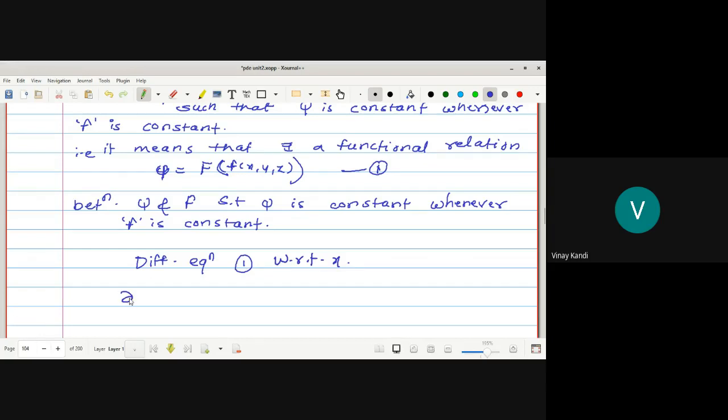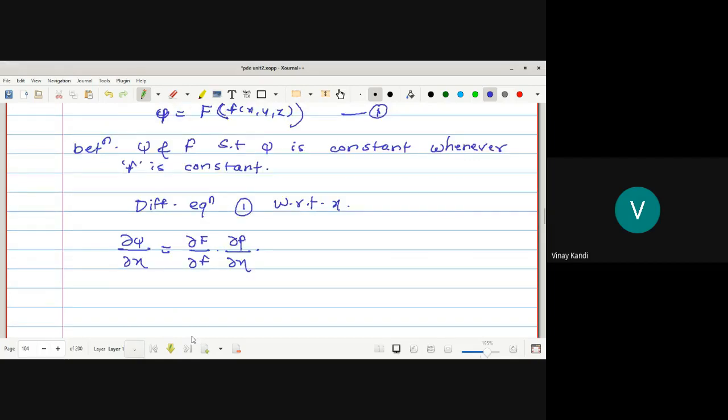What we get? Dou psi by dou x is equal to, now this is the capital F. Differentiate capital F with respect to small f, the composition of a function. So differentiate capital F with respect to small f, into small f is the function of x. Again, differentiate with respect to x.